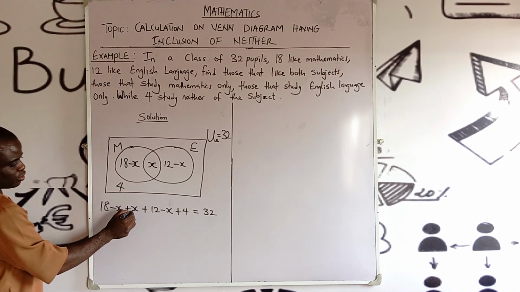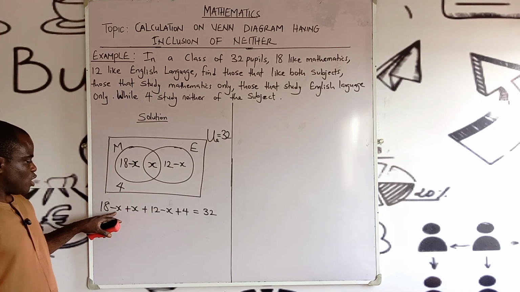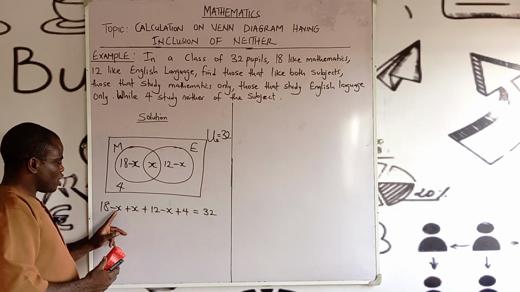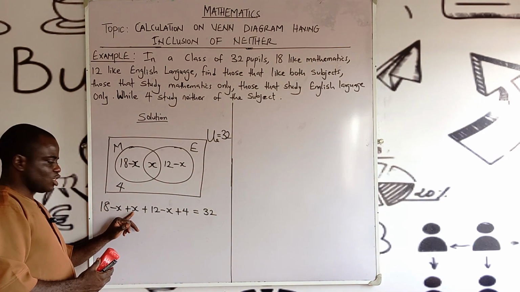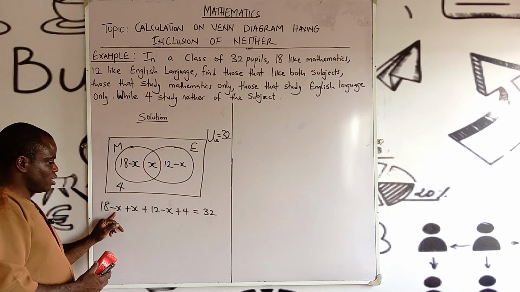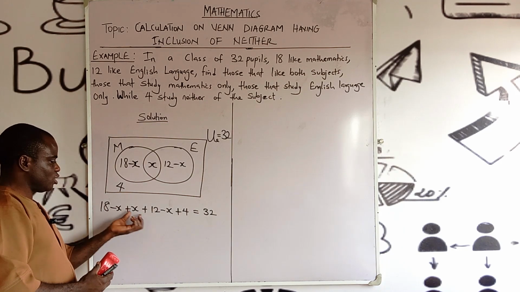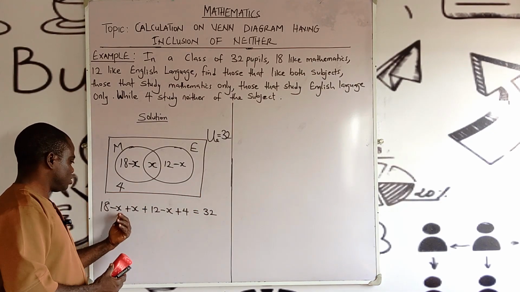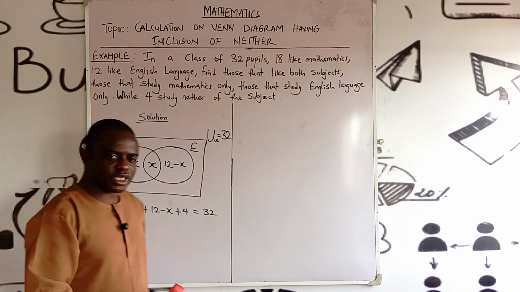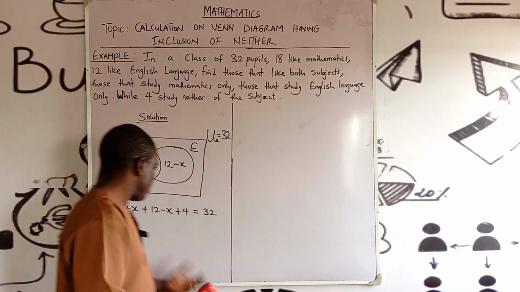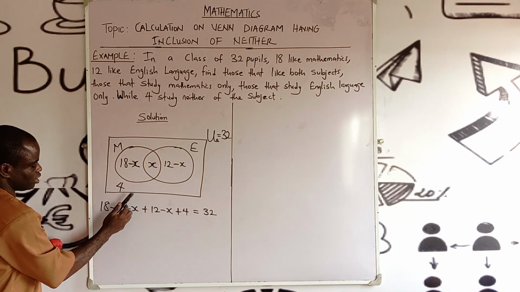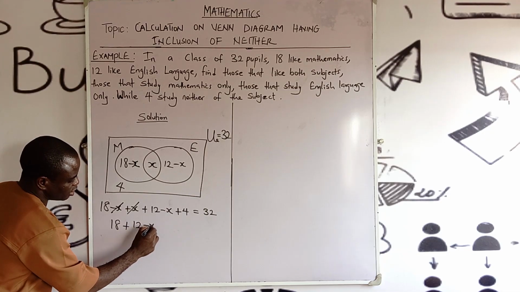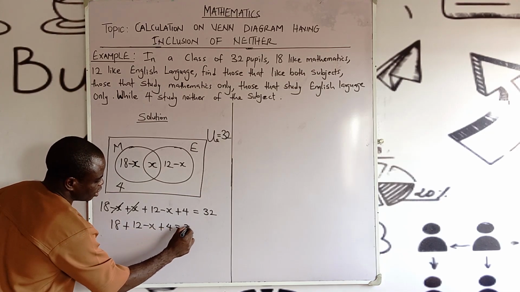See, minus x plus x; let me use money issues to explain it. You're having 1 naira, that's plus x. You're owing someone 1 naira, that's minus. When you pay the money you are owing, the debt, you remove the 1 naira from your pocket and pay the individual. You have nothing in your pocket again. That means that it cancels out. You are left with 18 plus 12 minus x plus 4 equals 32.